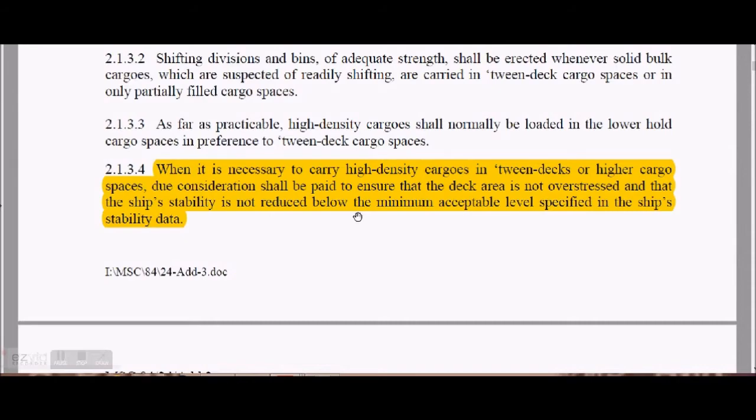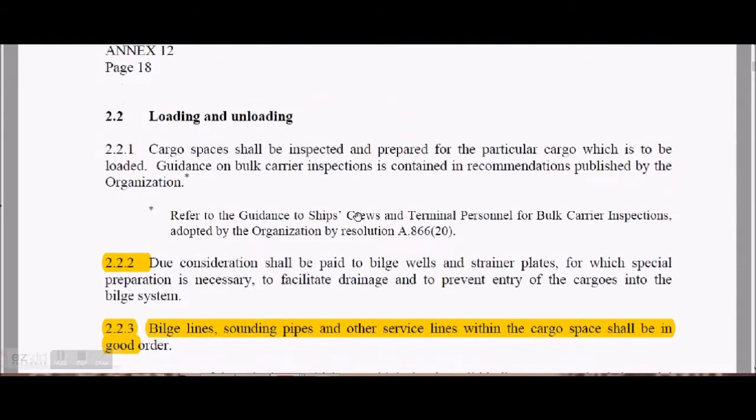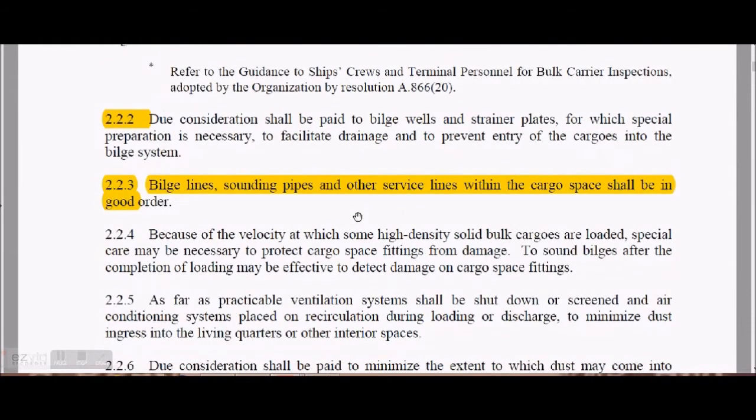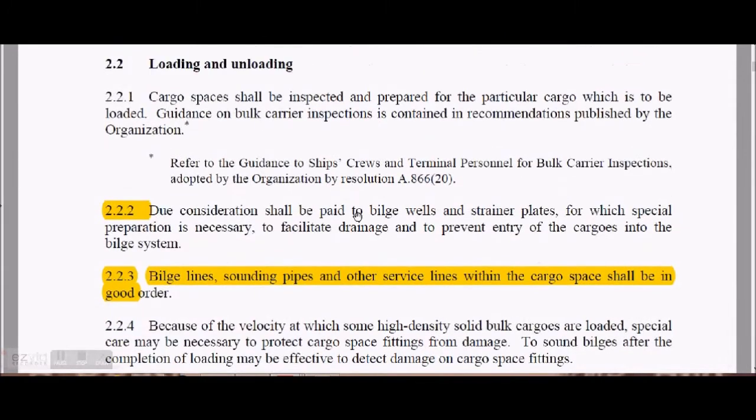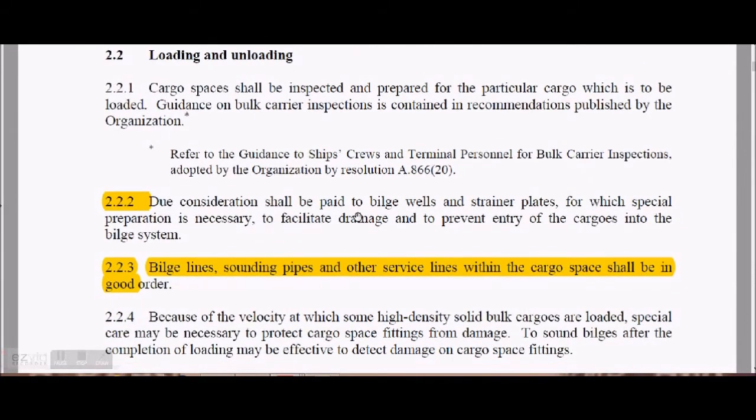Due consideration shall be paid to the bilge wells and strainer plates, for which special preparation is needed to facilitate drainage. Means draining is more important. Then bilge lines, sounding pipes and other service lines within the cargo spaces shall be in good order.